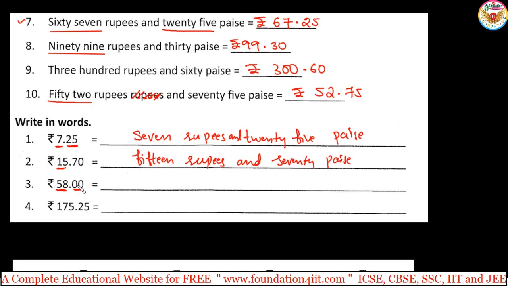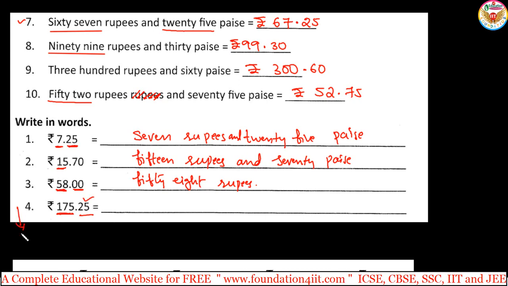So you don't write 0 paisa, just only 58 rupees. Simple. You can write 58 and only the word rupees: 58 rupees. Over. Don't keep a 0 paisa. Just simple. Anything given before the point is rupees. Next, you should write 175 rupees and 25 paisa.